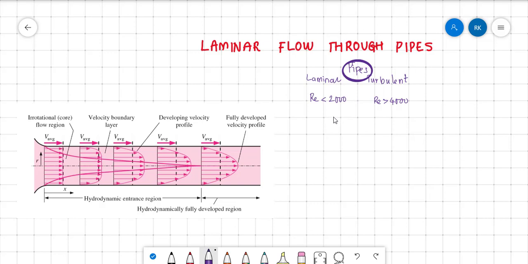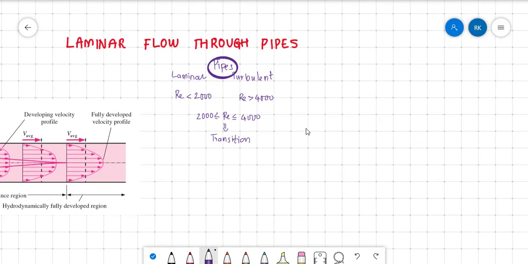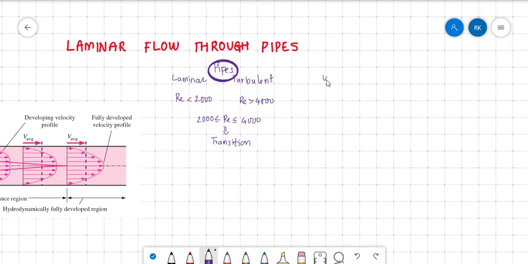If the Reynolds number lies between 2000 and 4000, that is called transition flow. So all these we have seen in the last video. In this video, let us see about laminar flow. The main factors that we need to analyze are velocity, the first parameter, and the other is shear stress. So we need to analyze both of these factors in laminar flow.